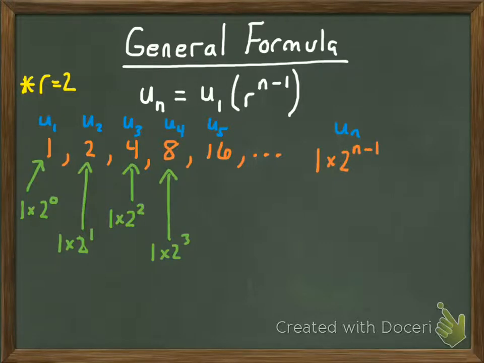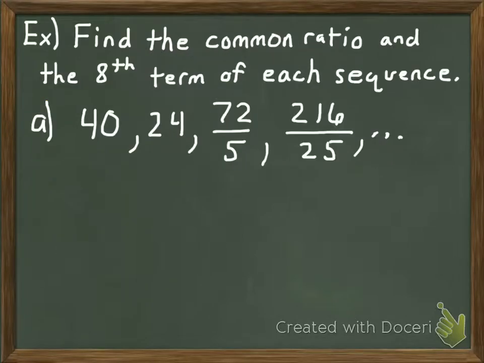Alright, this exponent is also 1 less than its term number. And that's the way that this general formula works. To find the nth term in a geometric sequence, you always multiply the first term times the common ratio raised to the exponent that's 1 less than the term number that you're trying to find. Let's see how that works out in practice.